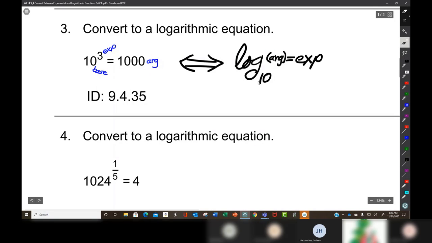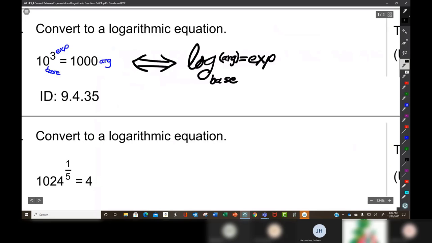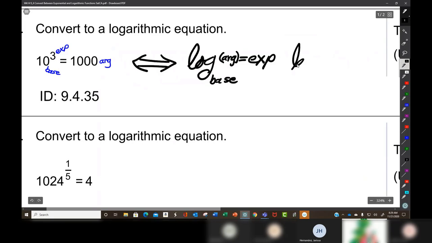So I really should have written this base. So we're going to have log base 10 of 1,000 equals 3. You could do this if you have a problem. 10 to what power equals 1,000? Just find the log of 1,000 and you'll have the exponent.